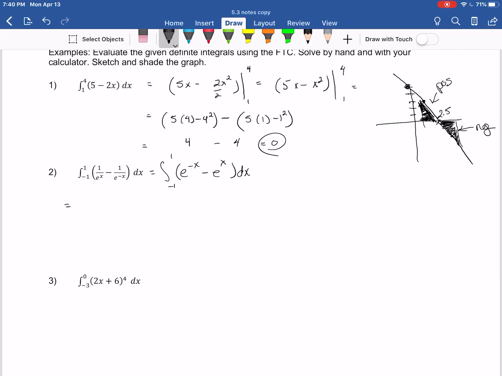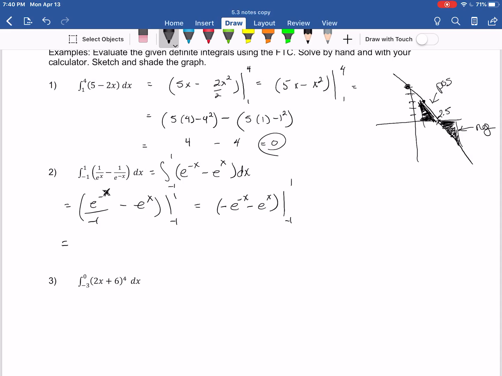So I'm going to integrate e to the negative x. The integral of e to the negative x is e to the negative x over negative 1. I kind of messed up my x there. And then the e to the x integral is e to the x. And this, don't forget, we want to integrate from negative 1 to positive 1. So this would be negative e to the negative x minus e to the x. And it goes from negative 1 to 1.